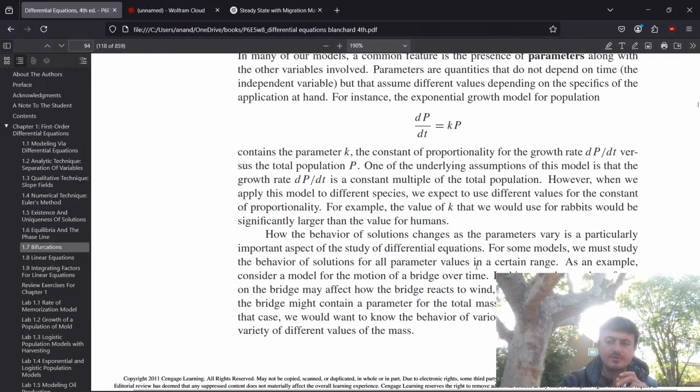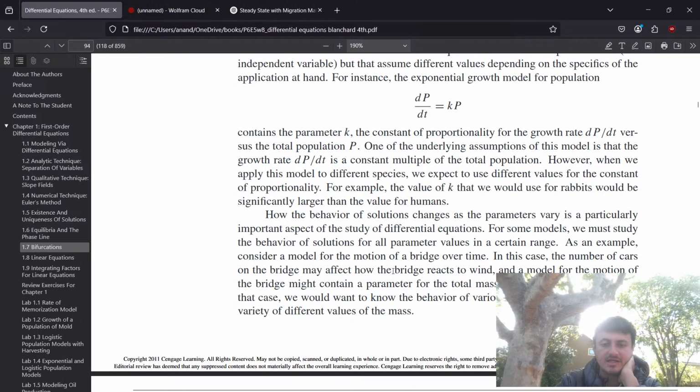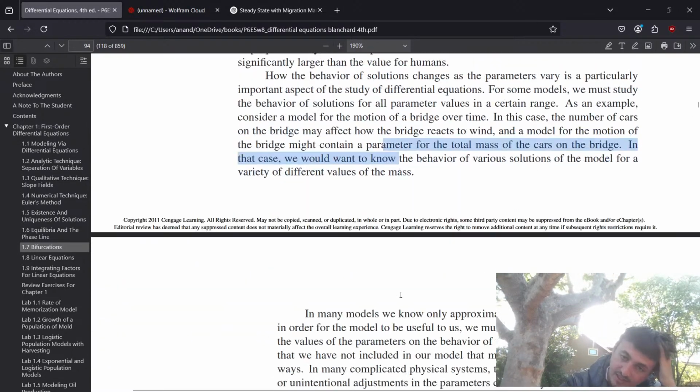For some models, we must study the behavior of solutions for all parameter values in a certain range. As an example, consider a model for the motion of a bridge over time. In this case, the number of cars on the bridge may affect how the bridge reacts to wind, and a model for the motion of the bridge may contain a parameter for the total mass of the cars on the bridge. In that case, we would want to know the behavior of various solutions of the model for a variety of different values of the mass.